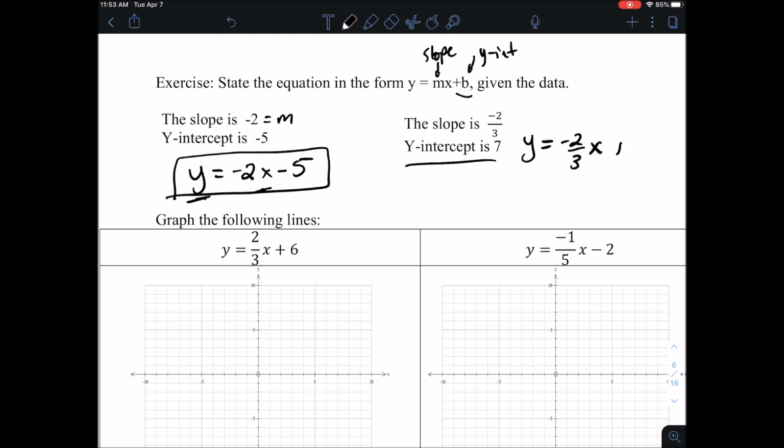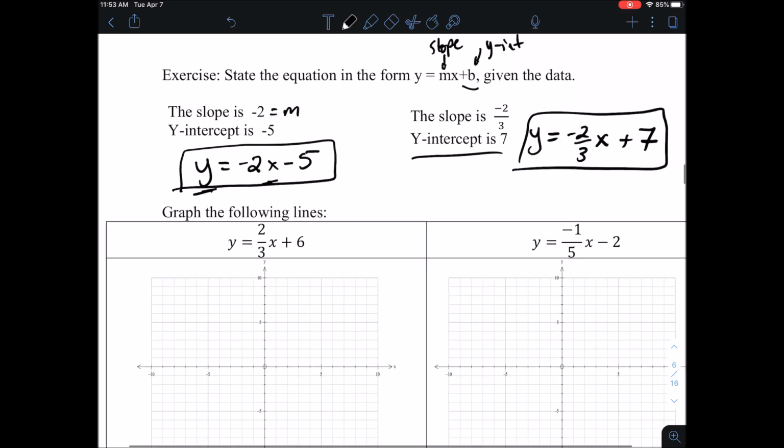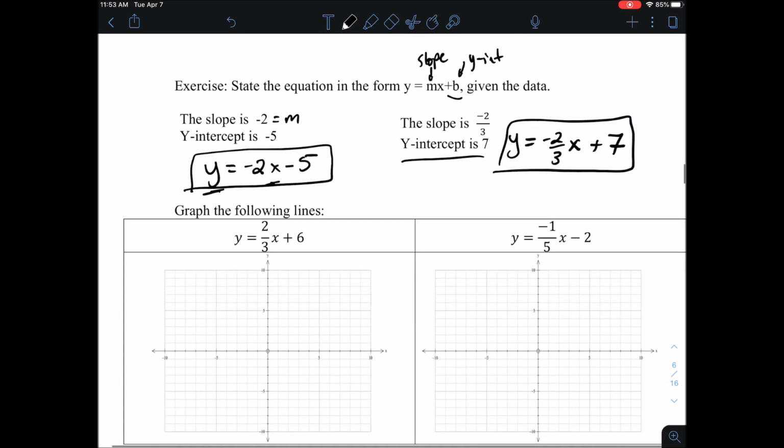So hopefully you got -2/3 x plus 7. Okay, not particularly difficult there. But then what are the skills that you need to have with mx plus b? Well, there's really two things.